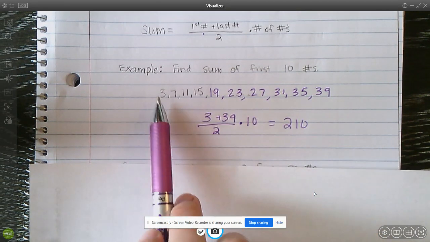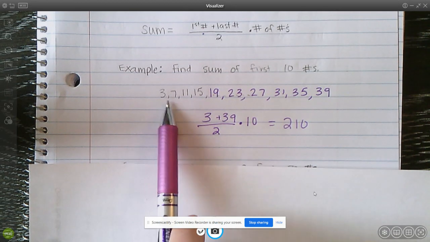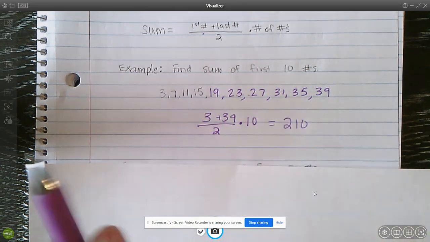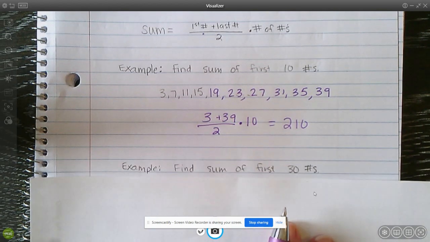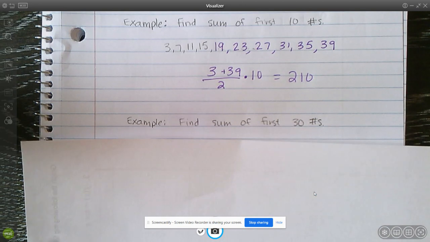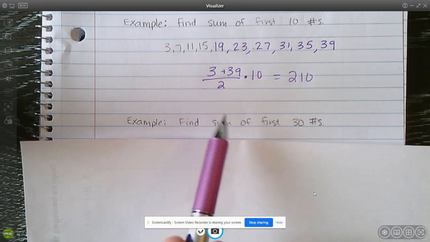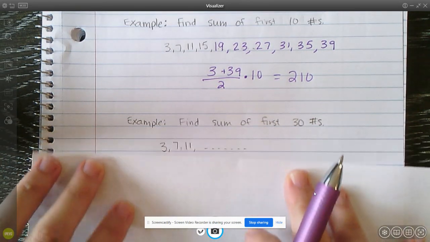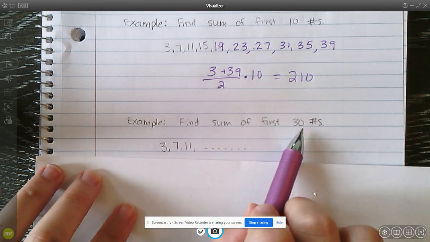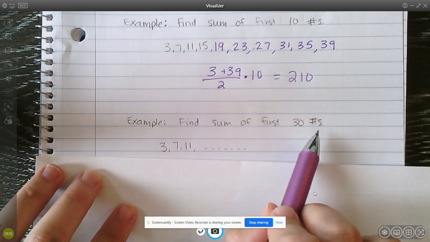Some of you are probably thinking, well, I would have probably just taken 3 plus 7 plus 11 plus 15 plus 19 and put all of these into your calculator. Great, you can probably do that until you get to something like find the first 30 numbers or find the sum of the first 100 numbers. You're not going to want to do that, and that's why we need the formula. So now we're doing the same thing, but finding the sum of the first 30 numbers.